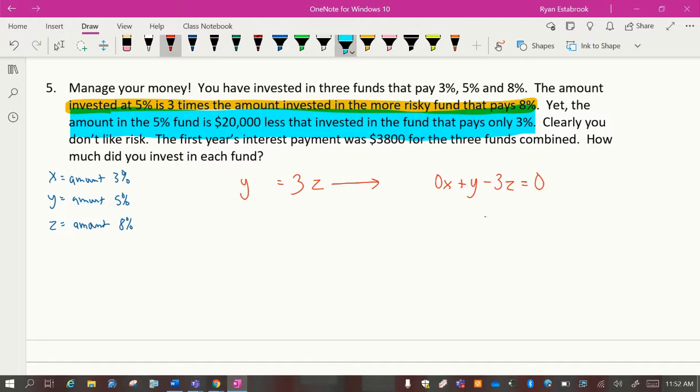Next, blue. Go ahead and read it. And the blue one is comparing x and y. The 5% is 20,000 less than the amount in the 3%, or the x. So in this equation, I'm comparing x and y. X is the bigger one, right? How are you going to make them equal to each other? Quick, turn to your friend. What are you going to do to make these two equal to each other? Go.